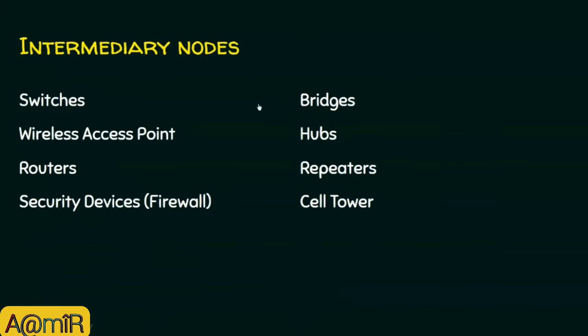Now we will see some examples for intermediary nodes. Intermediary nodes are nodes that just forward the data from one node to another. In other words, they are going to be placed in between end nodes. Switches, wireless access points, routers, security devices like firewall, bridges, hubs, repeaters, cell phone tower, etc. If you feel any of these terms are new, no worries, we are going to deal elaborately with all the terms in detail in the upcoming lectures.